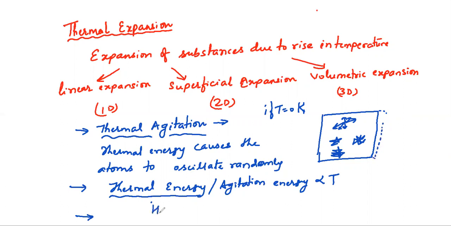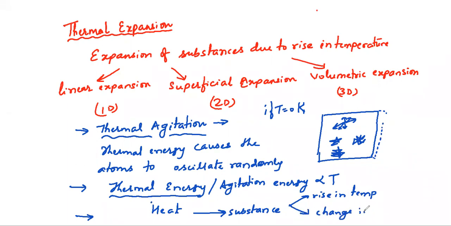One thing we should understand, when we provide heat to a substance, two things can happen. One is there is a rise in temperature. And another is there is a change in phase. Change in phase means from solid to liquid, liquid to gas, all this. And there is thermal expansion. So change in phase and thermal expansion are related. All right. So you please note down till this point.